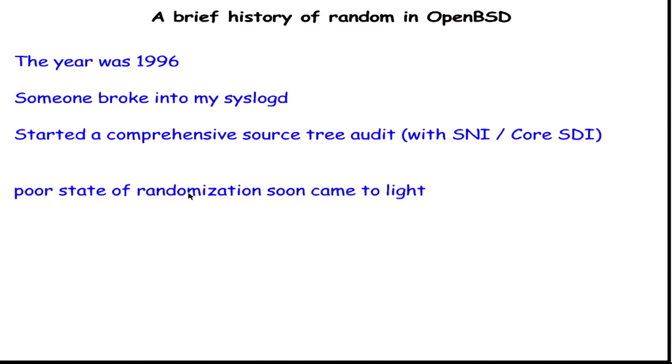So I'll start off with a brief history of how arc4random started in OpenBSD. I guess it all starts back in 1996 when somebody broke into my syslogd. OpenBSD was about a year old, maybe a year and a half old, and somebody broke into my syslogd. And the result was that a source tree audit started. It didn't take very long before we started noticing that randomization in our tree was a pretty significant problem.